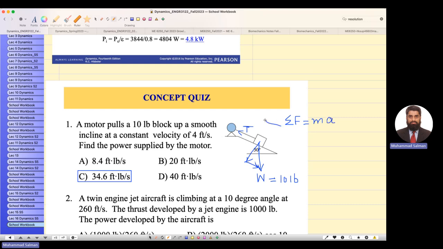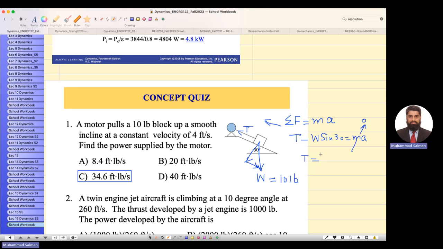So going up is positive. So T minus W sine 30 equals mass times acceleration. Can you tell me what is the acceleration, looking at the problem? What is the acceleration of this block? Zero, because it is moving up at a constant rate. Constant velocity is zero acceleration. So the right-hand side is zero. That's why it makes our life easy.